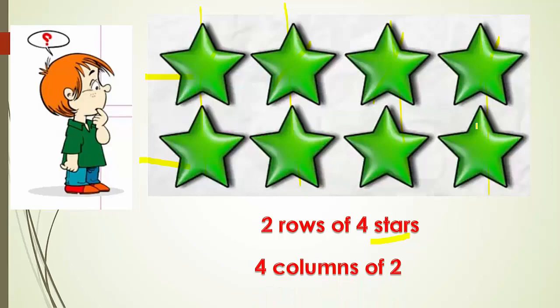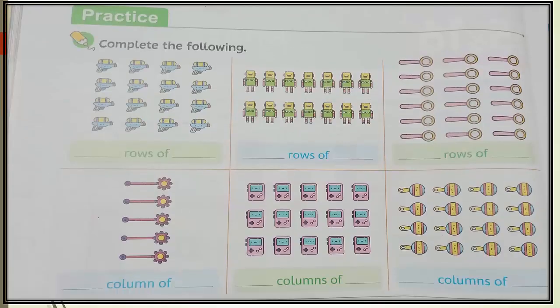Okay, let's see another exercise. Here, complete the following. Here, my students, how many rows? Let's count together. 1, 2, 3, 4. I have 4 rows, my students. How many in each row? Let's count together. 1, 2, 3, 4. So, my students, I have 4 rows of 4.